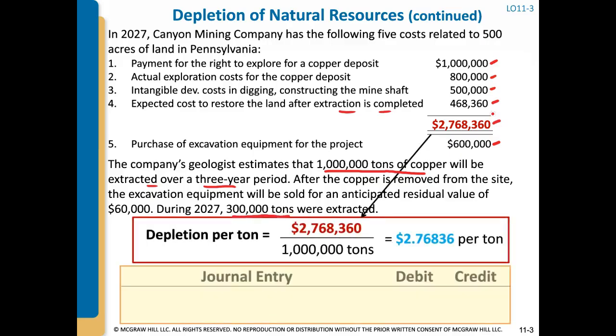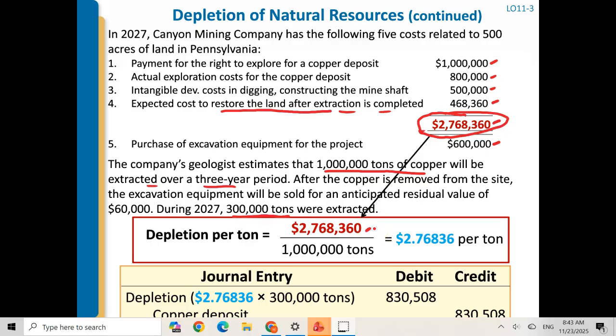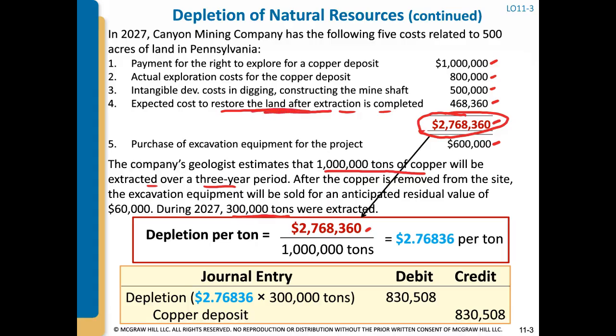So first thing we do is for this cost, the $2.768 million, which is the cost of the copper deposit, calculate the depletion base, which is the cost minus residual value. In this situation, we're not told of a residual value, but oftentimes there can be significant residual value when it comes to natural resources, because if they have to restore the land after the extraction, that land can have significant value.